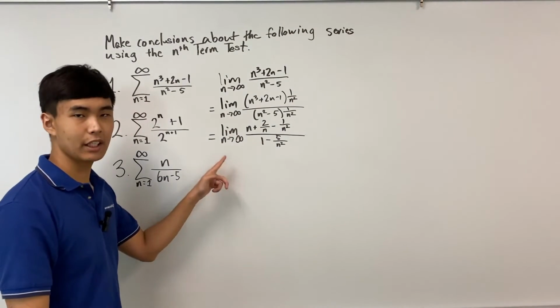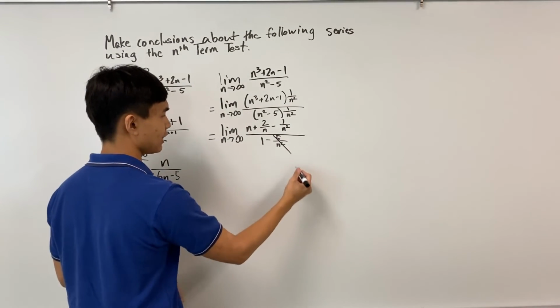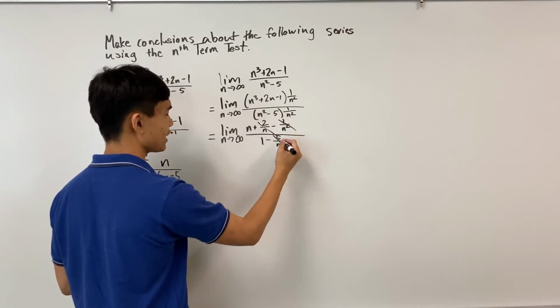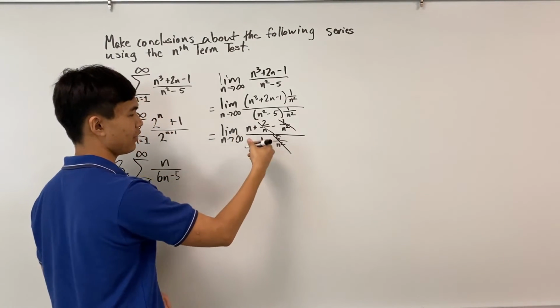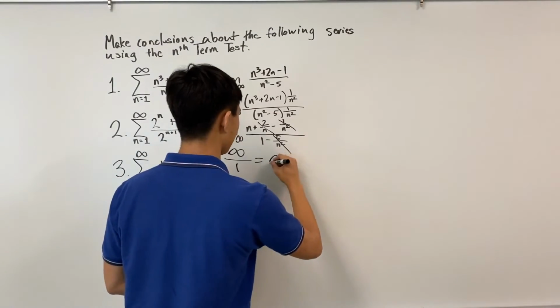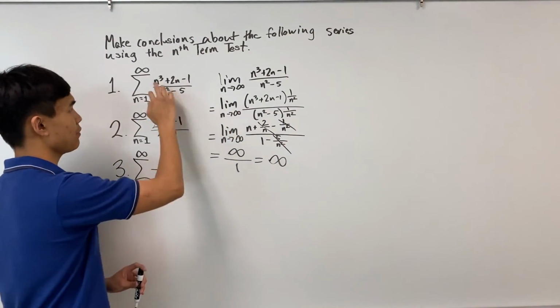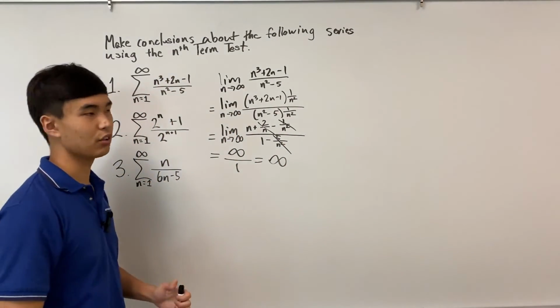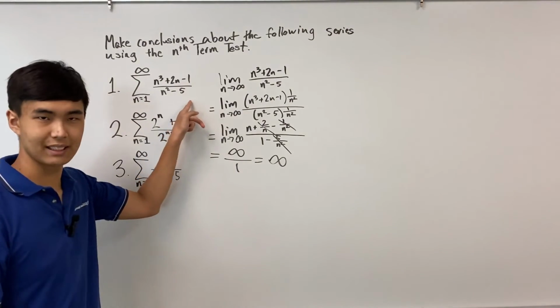And as n goes to infinity, this goes to 0, this goes to 0, this goes to 0, but this goes to infinity. So we just have infinity over 1, which is infinity. So since the limit of the sequence is not 0, we can conclude that this series is divergent.